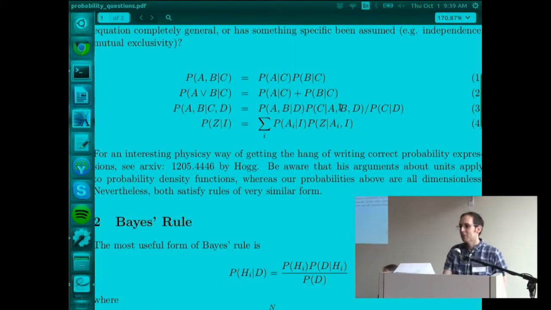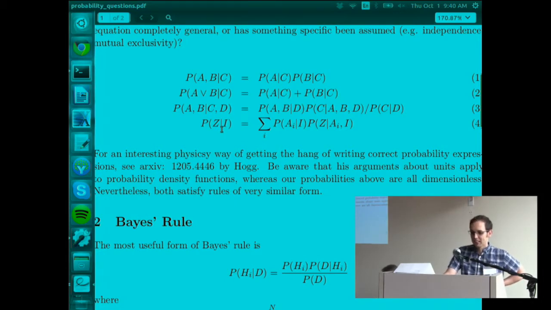Do the A_i need to be mutually exclusive? Do they need to be exhaustive? Yes, I think they do. Inside the sum here there's a product, so this is the probability of A_i and Z given I. And yes, if you sum that over all the A_i to get it to equal that, they have to be exhaustive, which means that the sum of all the A's has to be 1.